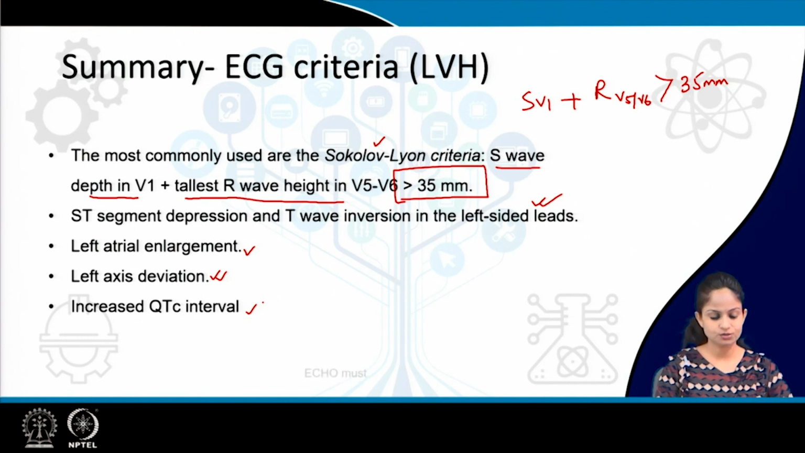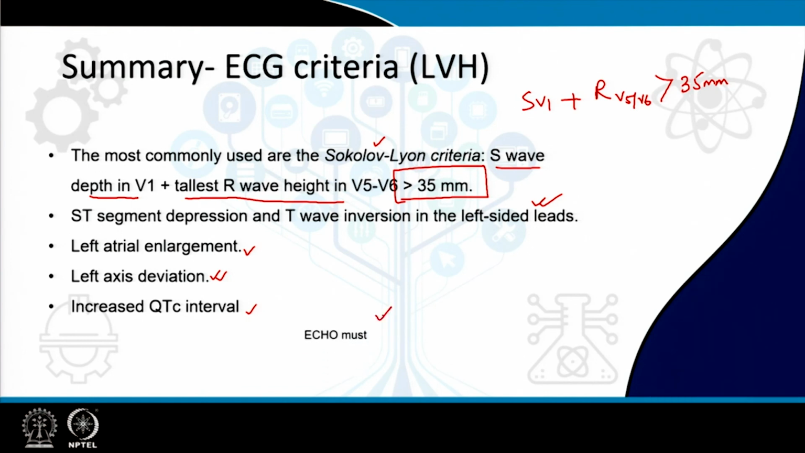With this, I would like to conclude today's topic. One very important thing is, whenever left ventricular hypertrophy is suspected from the ECG, we should always go for echocardiography. Echocardiography is very much necessary to check for left ventricular hypertrophy.